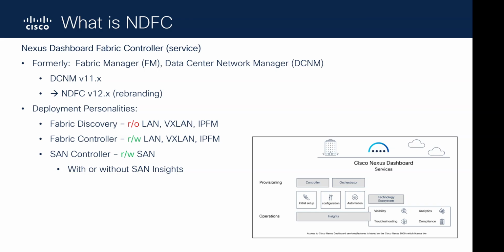Under provisioning, we have controller and orchestrator. So controller there is referring to Nexus Dashboard Fabric Controller. Under operations, we have insights. We also have data broker, which is not visualized here. From a provisioning perspective, that handles your initial setup, your configuration, and automation happens there. And then from an operations standpoint, insights is really going to be the primary point for all of your visibility, troubleshooting, analytics, compliance, etc. So I felt like this was a nice visual that sort of summed up the different purposes of the tools within the Nexus Dashboard suite.